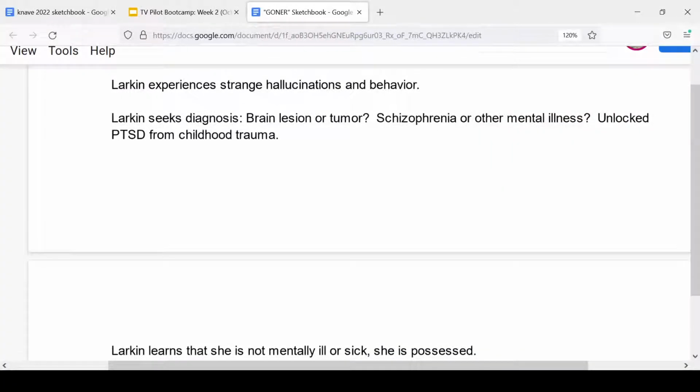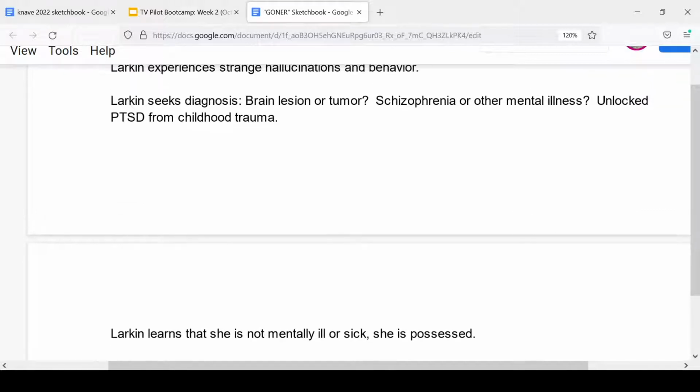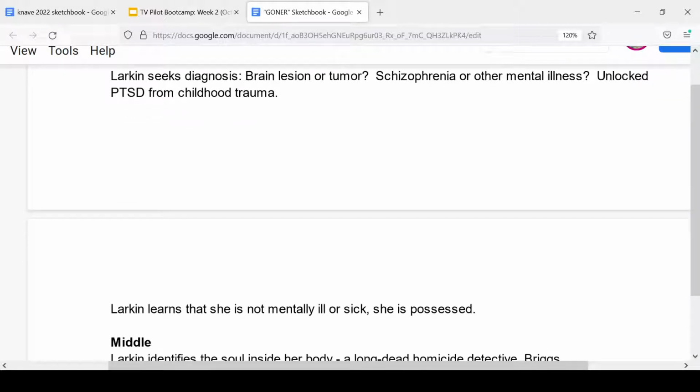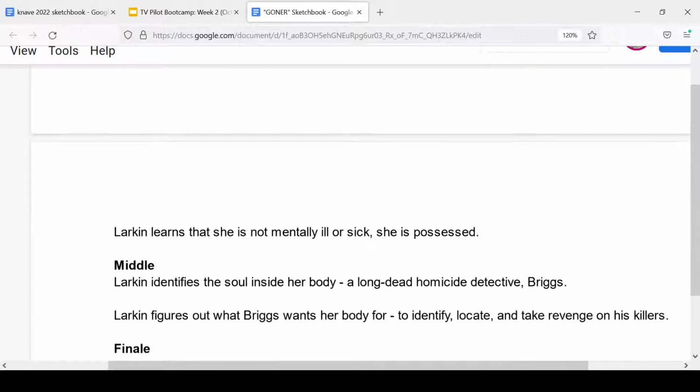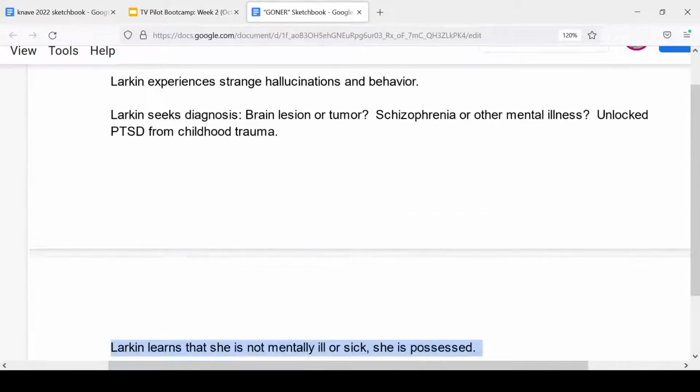So this is looking good so far. So Larkin seeks diagnosis. Is it a brain tumor? Yeah, this will be a great trying-the-lock sequence where she's like, God, I guess I'm insane, or I guess I have a debilitating disease. Do I have schizophrenia? Is it PTSD? So she learns she's not mentally ill or sick. She's possessed. That'll be a great end of Act 1 break.